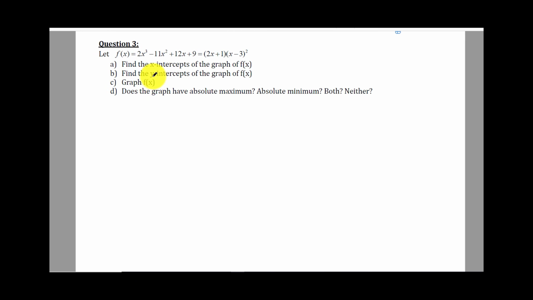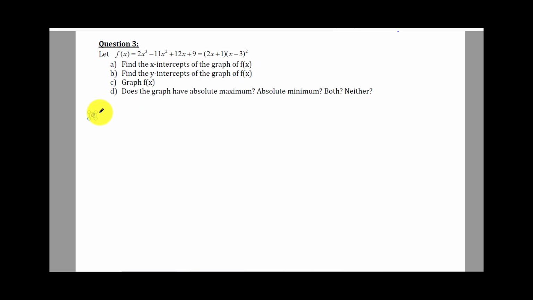Now let's try the last question from the practice final, and this question was taken from example 10 from page 334 of section 5.1. Now let's just work out a problem again. We are given a function f of x equals 2x to the third power minus 11x squared plus 12x plus 9, and this was also given in factored form. The first question was asking you to find the x-intercept for the function.